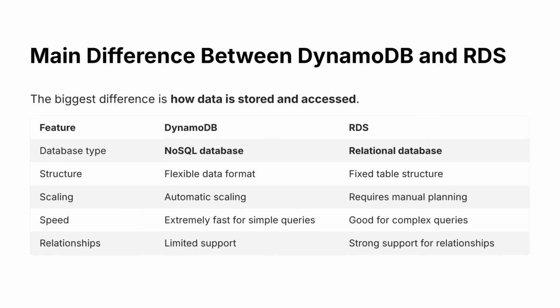Now we will see the key differences. The biggest difference is how data is stored and accessed. DynamoDB uses a flexible structure, RDS uses a fixed table structure. DynamoDB scales automatically, RDS needs planning. DynamoDB is very fast for simple queries, RDS is better for complex queries. In case of relationships, DynamoDB has limited support and RDS has strong support for relationships.